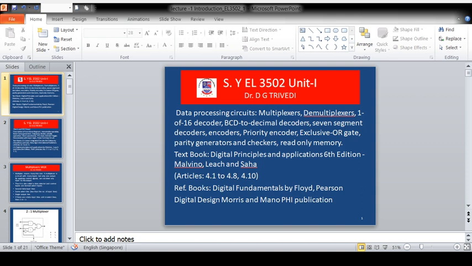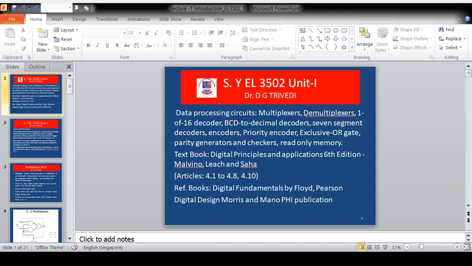Those who are physics students, that is their major physics, will also benefit by learning all these things, because that will continue for their TY as well as in MSc. So please buy this book if you don't have it. In this particular book, chapter number 4 is regarding the data processing circuits. These are called combinational logic circuits actually.